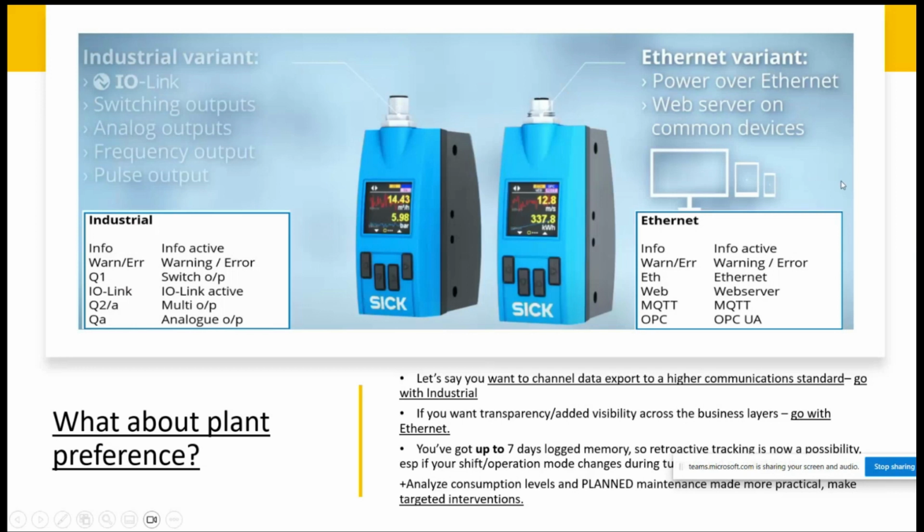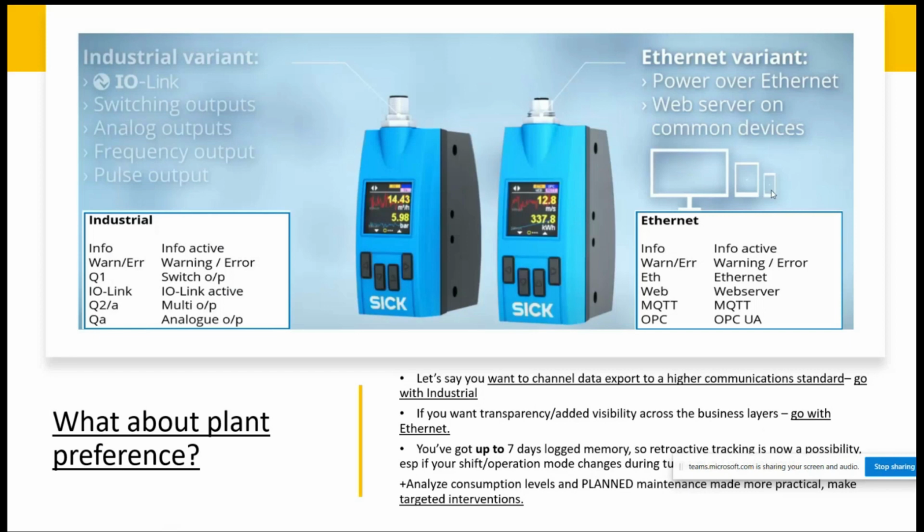And the Ethernet variant itself differs a bit in the sense that it's power over Ethernet, and it's ready for web server and MQTT, so your cloud. With the industrial on the left-hand side again, you can have it IO-Linked so that you can export it to, say, Profinet, Profibus, or plant standard, and still get that through to a PLC. With the Ethernet variant, it's all there. It's all set up for plug and play, relayed onto your web server devices.